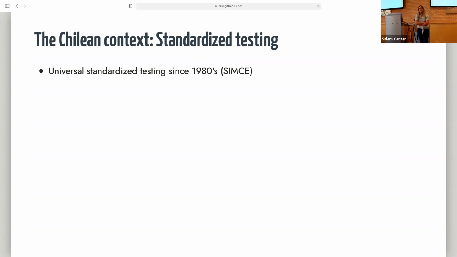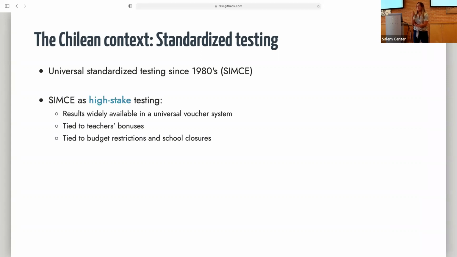Standardized testing has been around for a while and has been used universally in Chile since the 1980s. So since the 1980s, basically every school in Chile has had to take a standardized test. It started only with 4th grade and has been expanded to different grades.